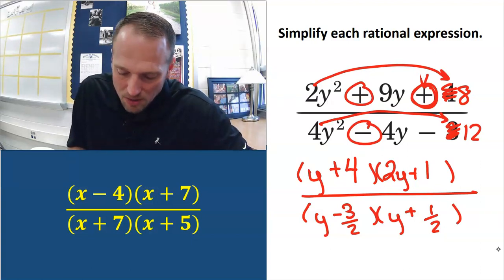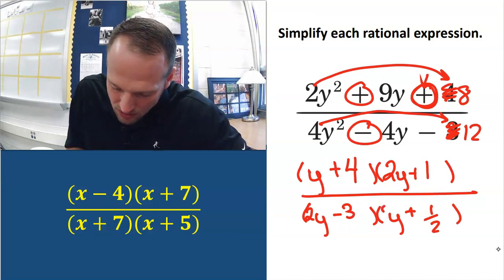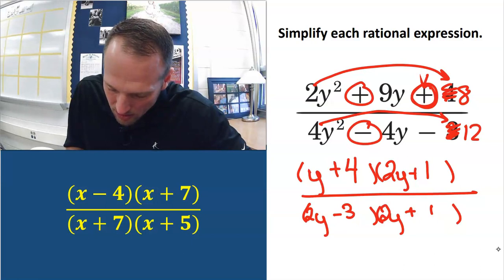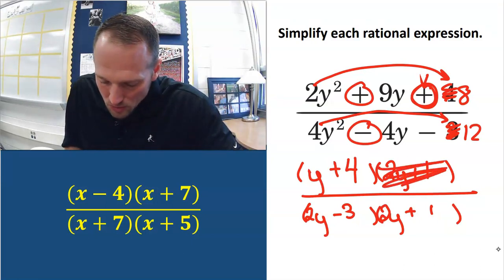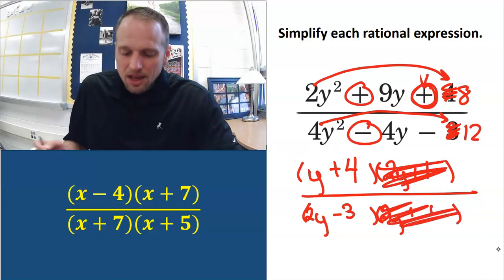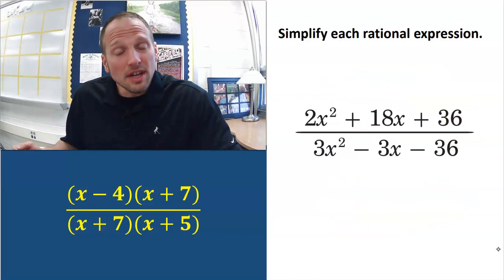Next step, we got to take what's on the bottom up in front. So that's going to be 2y minus 3. And this is going to be 2y plus 1. Now, as I look at this, I see the 2y plus 1's will cancel. And that is all I have left. Okay, let's look at this next one.